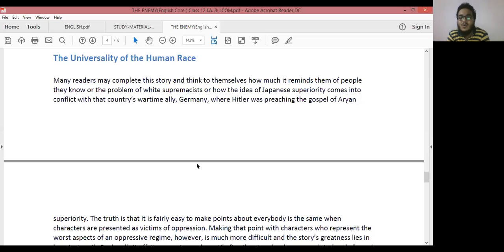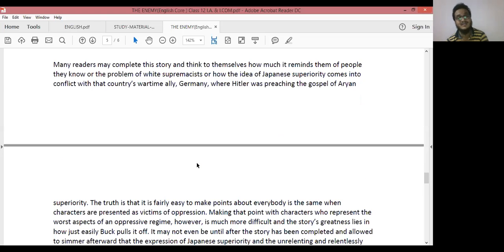Germany, where Hitler was preaching the gospel of Aryan superiority. In Germany, Hitler was there and he was preaching the gospel of Aryan superiority. Dictatorship was going on, of Hitler, and he was ruling with that power. He was exploiting his power in the country of Germany. So what happened here? At the same time, the scenario was different. Americans were there to attack Japanese.